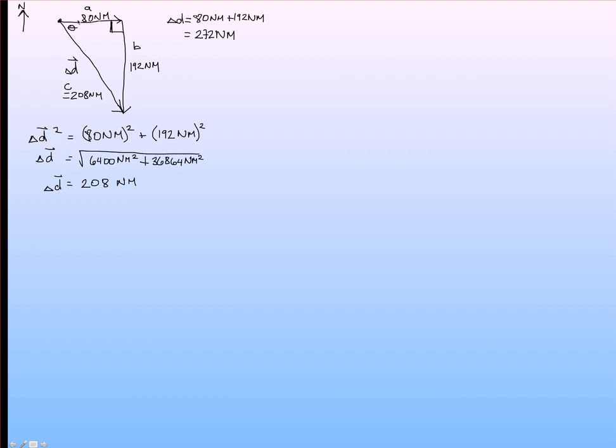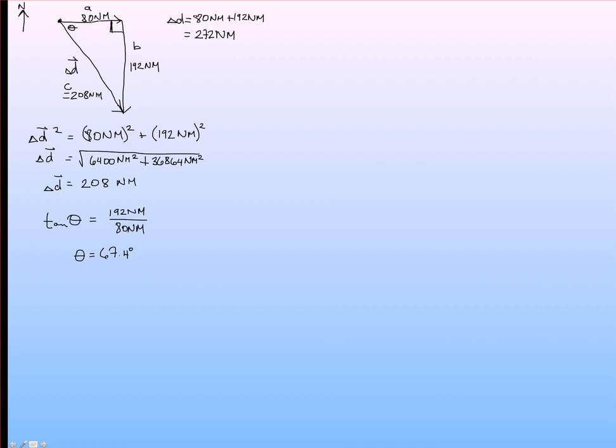Given that we have the opposite side relative to the angle and the adjacent side, we can use trigonometry, the tangent function, in order to find that angle. And so tan of theta equals the length of the opposite side, which is 192 nautical miles, divided by the length of the adjacent side, which is 80 nautical miles. And working that out gives us a theta of 67.4 degrees.